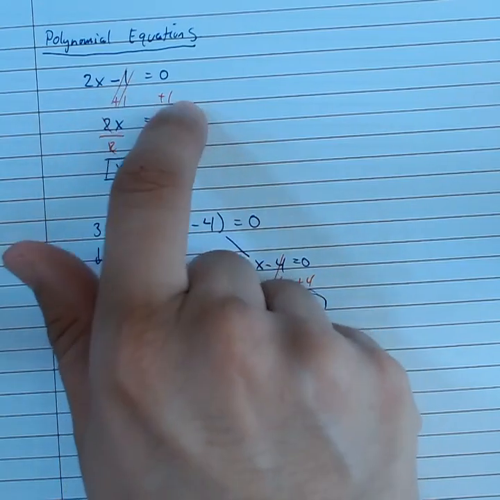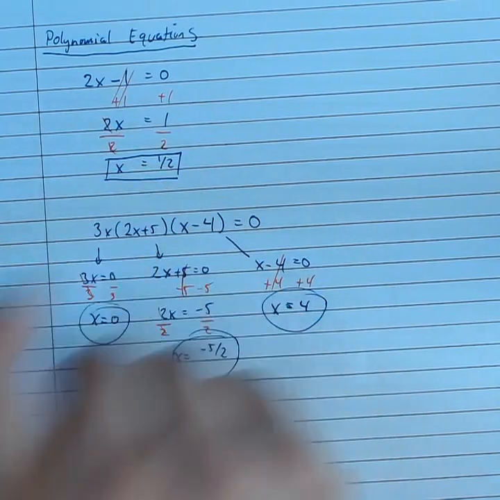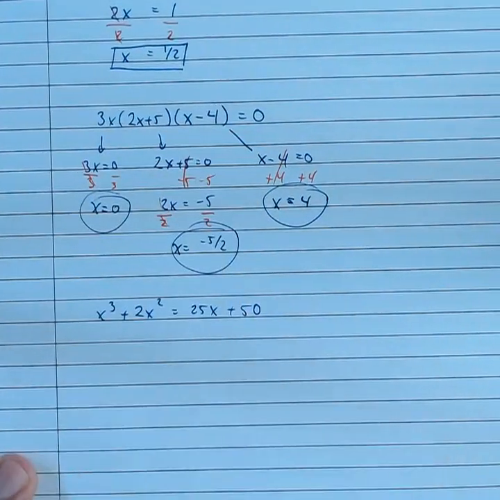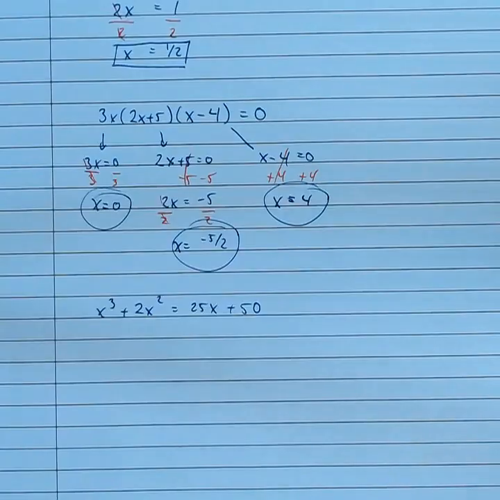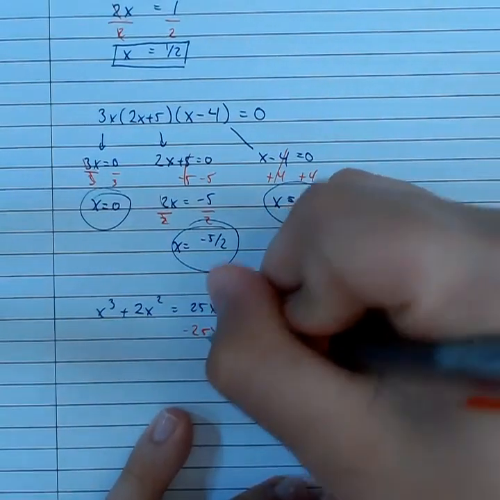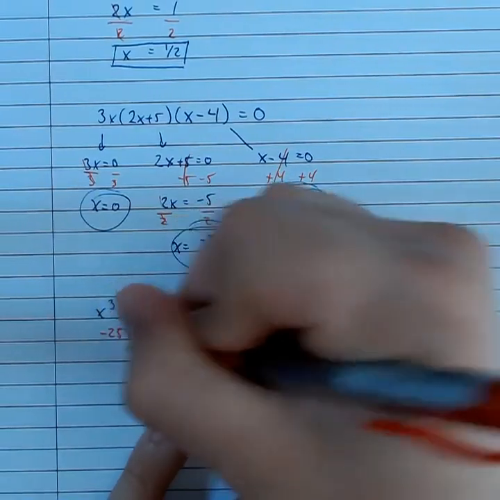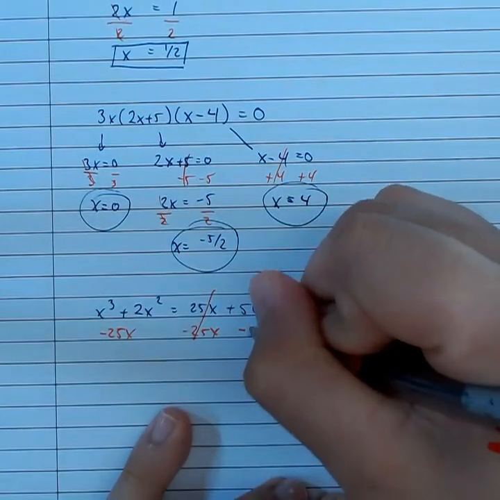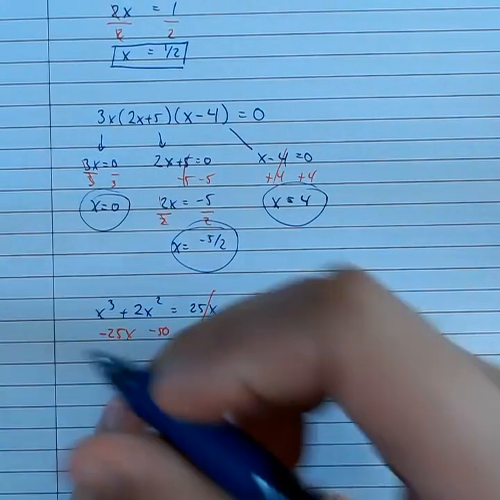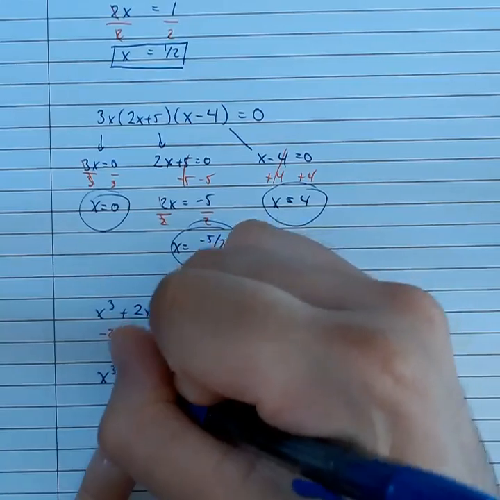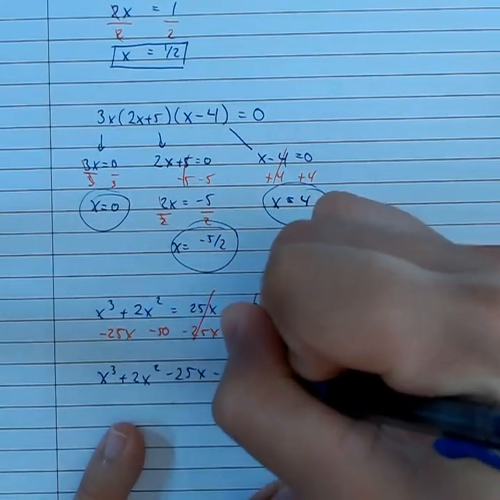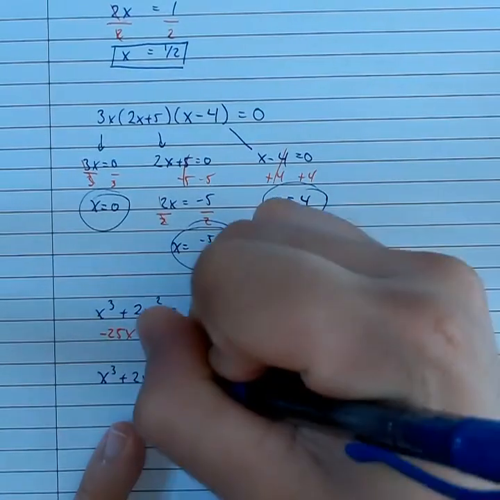Here, we're simply trying to move these terms this way so that we can isolate our x. But if it's not linear, for example, here or here, your first step is to make one side equal to 0. So let's go ahead and do that before we start any factoring. Let me subtract my 25x from both sides of the equation. And let me subtract 50 again from both sides of the equation. So this problem can be written as x to the third plus 2x squared minus 25x minus 50 is equal to 0.